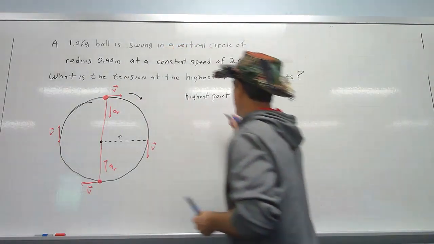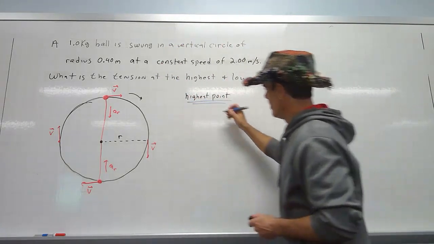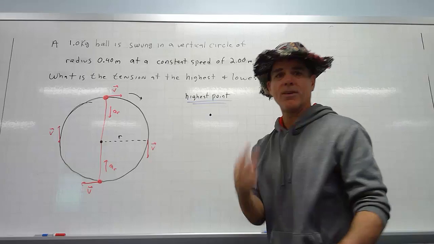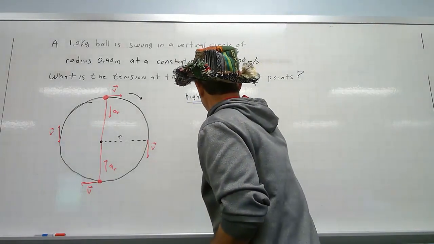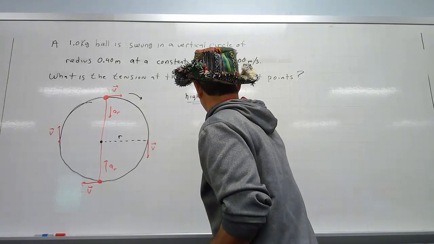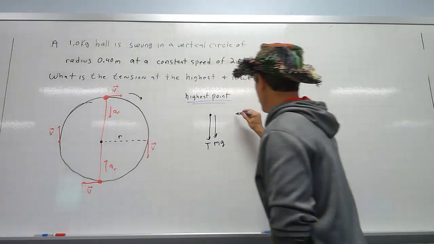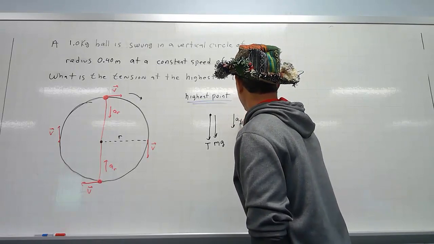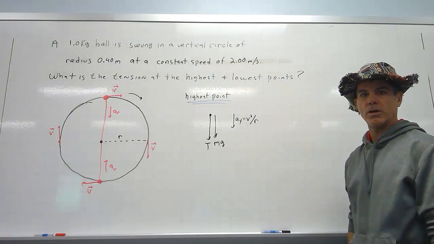So at the highest point, if I draw my free body diagram, remember we only really have two forces. I've got tension and I've got gravity. At the highest point, tension is acting straight down. Gravity, mg, acts straight down. And in this case, the acceleration in the y direction is our centripetal acceleration, v squared over r.